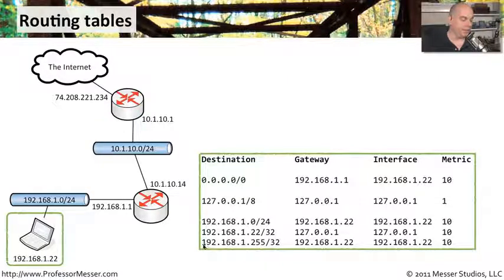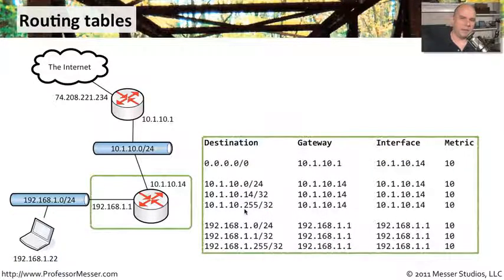And lastly, in the routing table is 192.168.1.255. And for those of you that remember your IP subnetting, that is the broadcast address for this subnet. And if we need to send a broadcast, we need to send it out 192.168.1.22, which is the same interface connected to us on this computer.